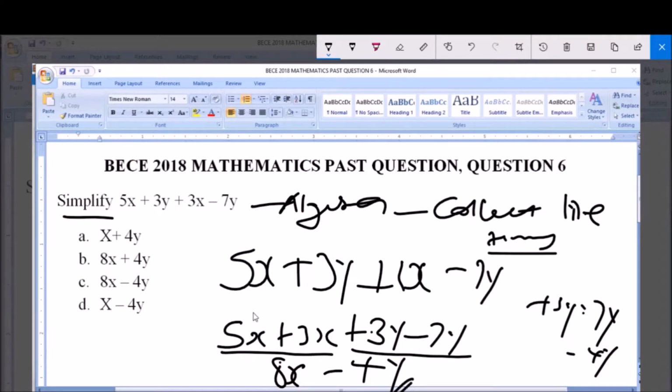Let's check which of the options corresponds to our answer, which is 8x - 4y. A says x + 4y, which is wrong. B says 8x + 4y, it is wrong. C says 8x - 4y, which is correct. And D says x - 4y, which is wrong. So our answer to this question is option C. Option C is the correct answer, 8x - 4y.